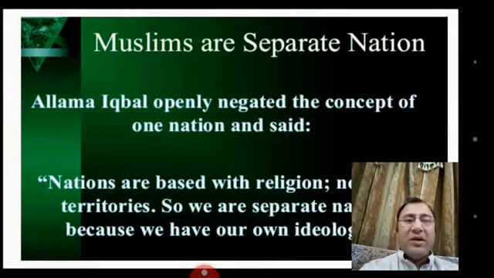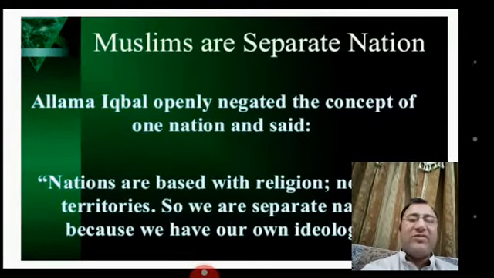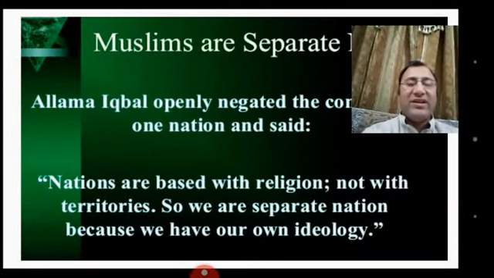Allama Muhammad Iqbal openly negated the concept of a united India, the concept of one nation. He said that nations are based on religion, not on territories. So we are a separate nation because we have our own ideology.